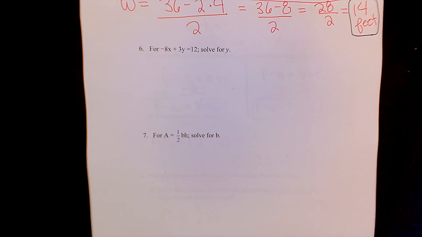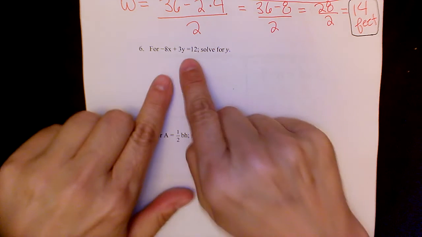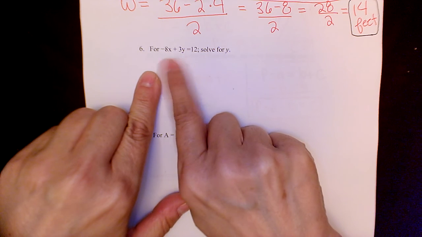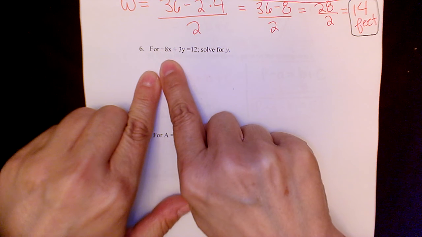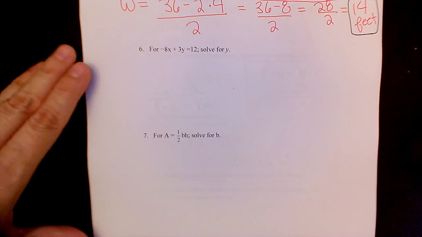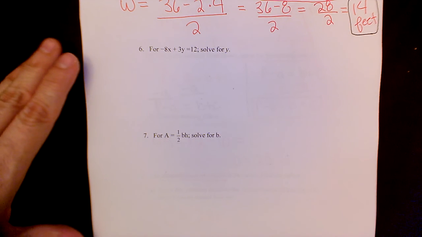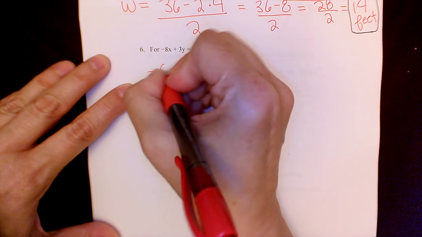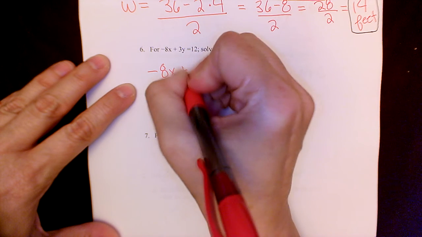So, where do we want to start? Well, getting added to this 3y is a negative 8x. Can I get rid of a negative 8x? What's the opposite? What do I do to both sides? Or maybe I should write this out bigger first. Let me do that.